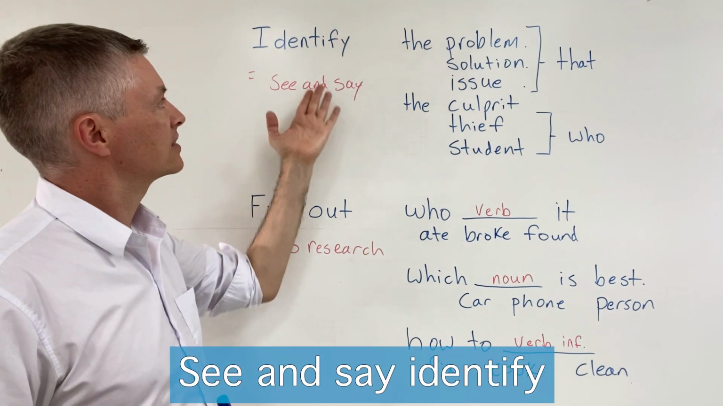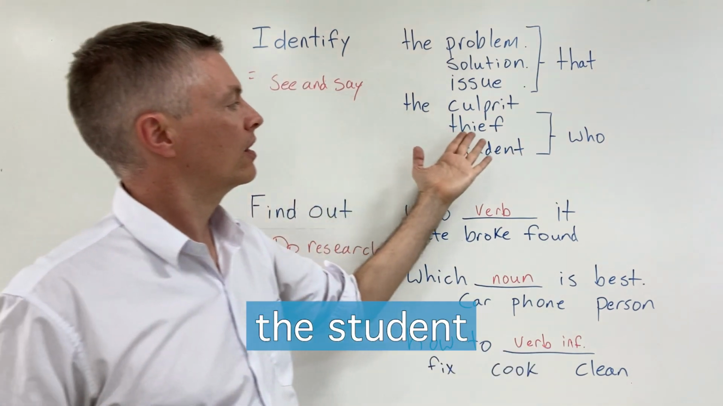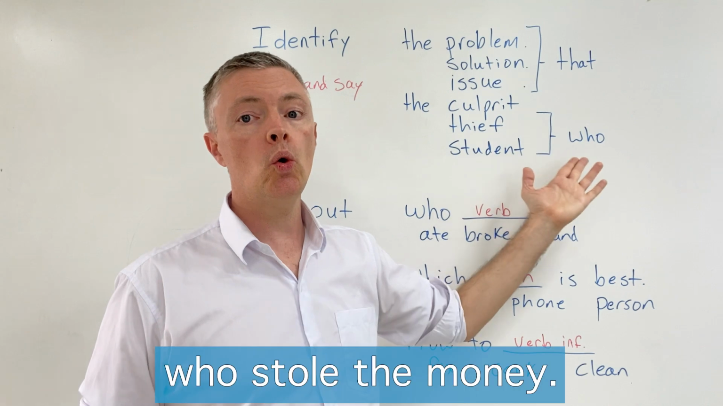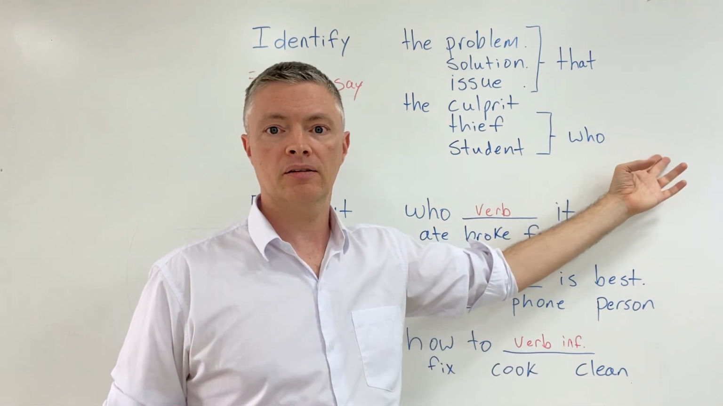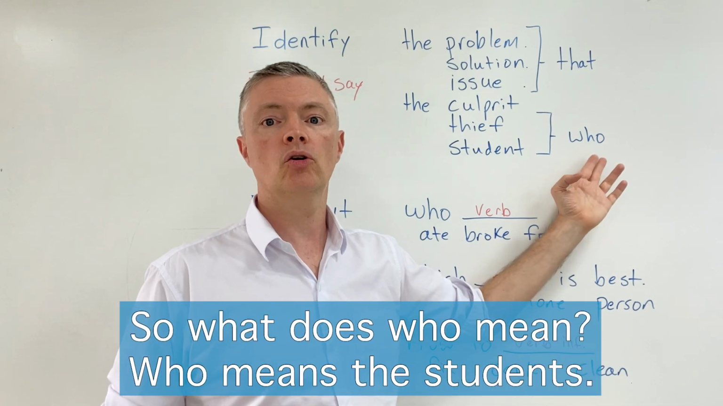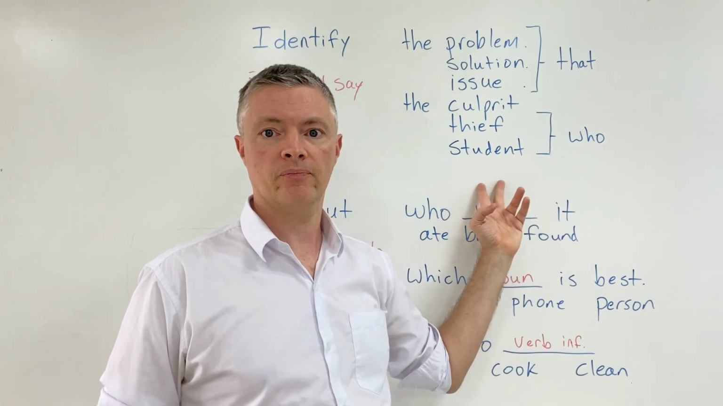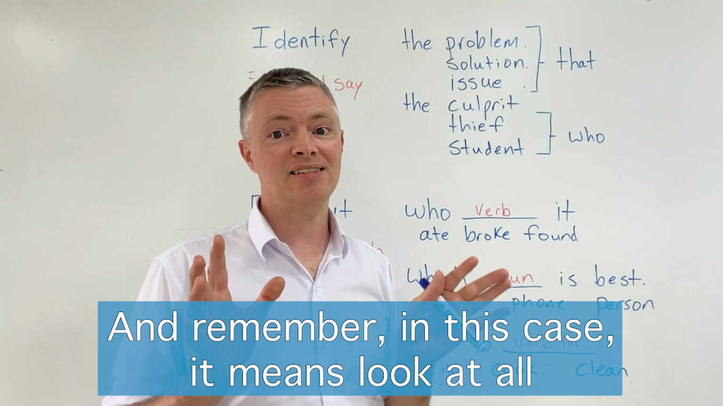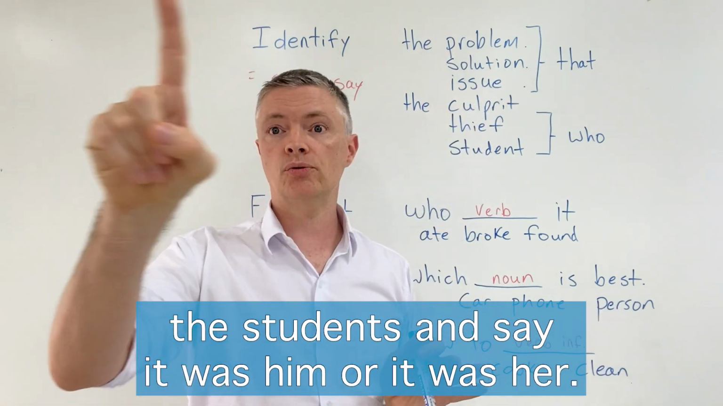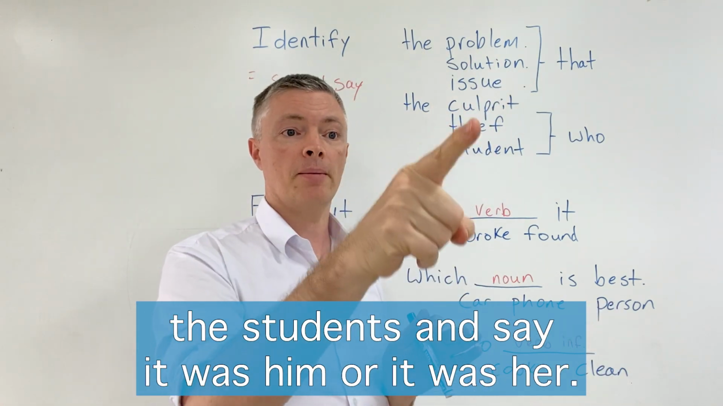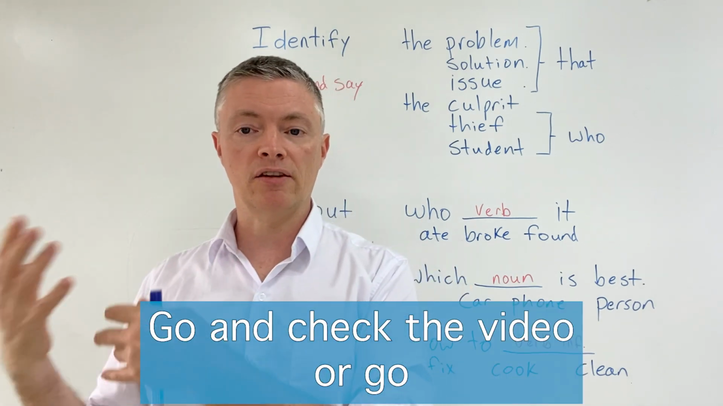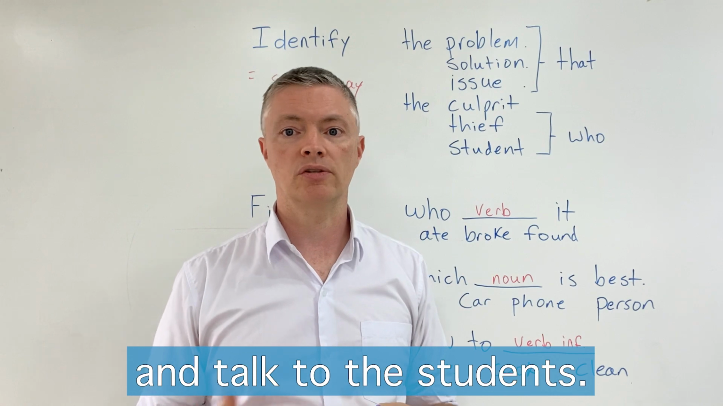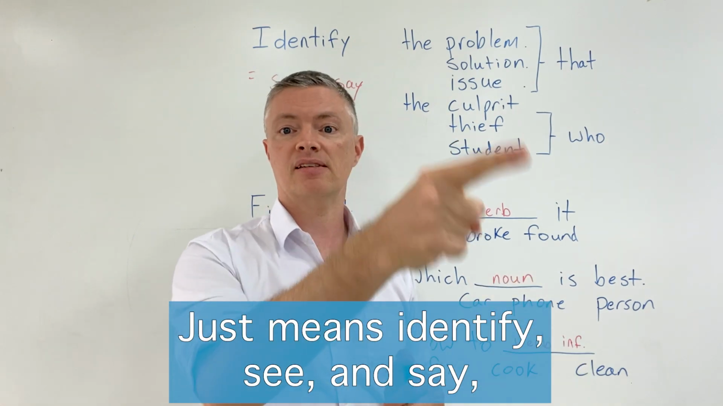Okay. See and say, identify the student who stole the money. So what does who mean? Who means the student. And remember, in this case, it means look at all the students and say it was him or it was her. It doesn't mean go and check the video or go and talk to the students. It just means identify. See and say, okay?